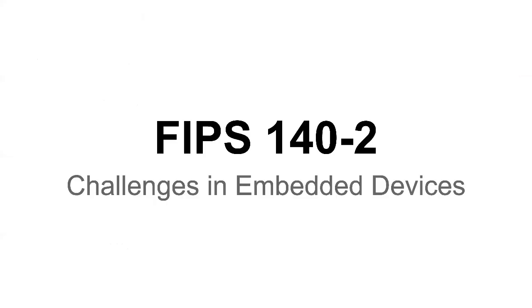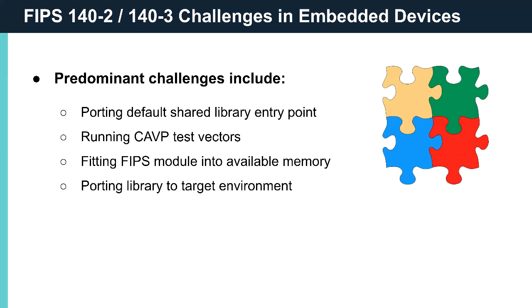Now, doing a FIPS validation on an embedded device has some challenges. We have to port the default shared library entry point, which is used to automatically run a set of known answer tests in our wolfCrypt library. We have to run CAVP test vectors that we receive from our test lab through wolfCrypt. We have to fit the FIPS module into the memory of an embedded device, and then we have to port the library itself over to the target environment.